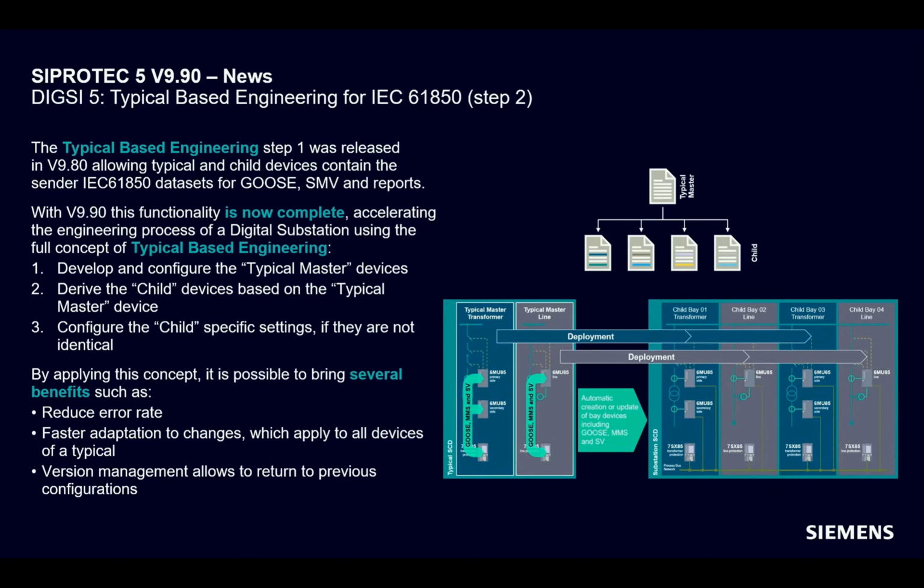But now, with the version 9.90, this feature is complete, accelerating the engineering process of a digital substation using the full concept of typical basic engineering. To enjoy this great advantage, basically, you need to develop and configure the typical master devices, derive the child devices based on the typical master device, make the configuration of the child specific settings if they are not identical.